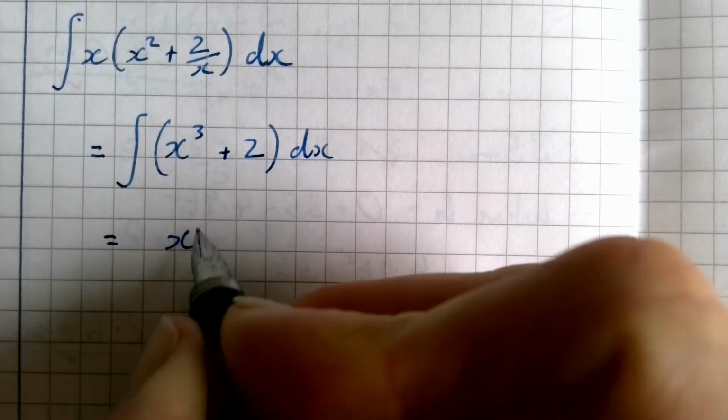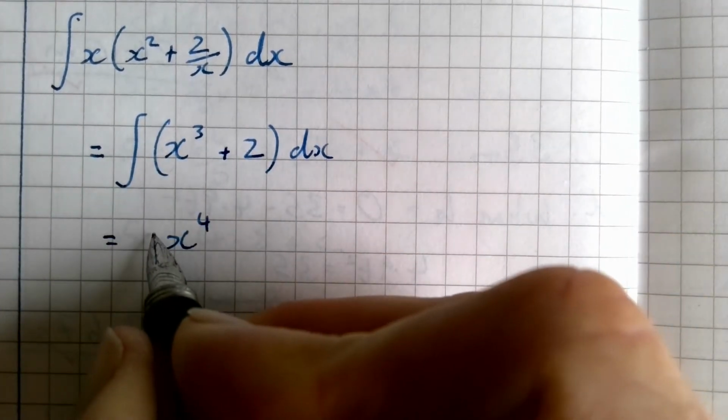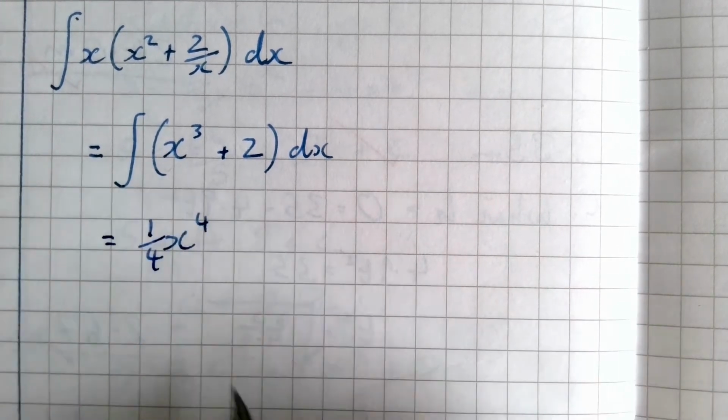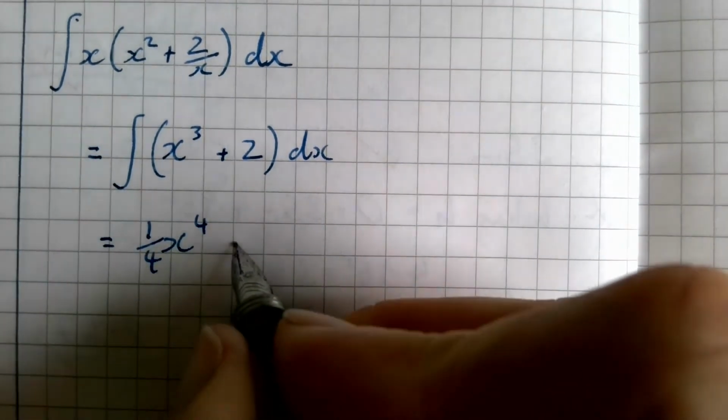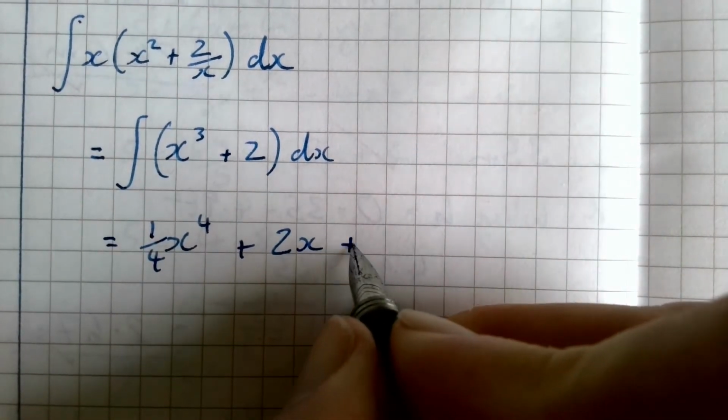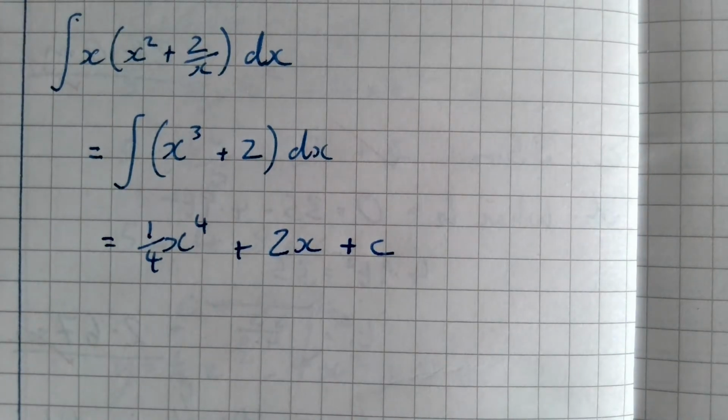And then we're upping the power by 1, divided by 4, which I could write as 1/4, or I could just put a line under the x and put 4 there. And then the 2 becomes 2x, and we add c to the whole business, and that one is done, my friends.